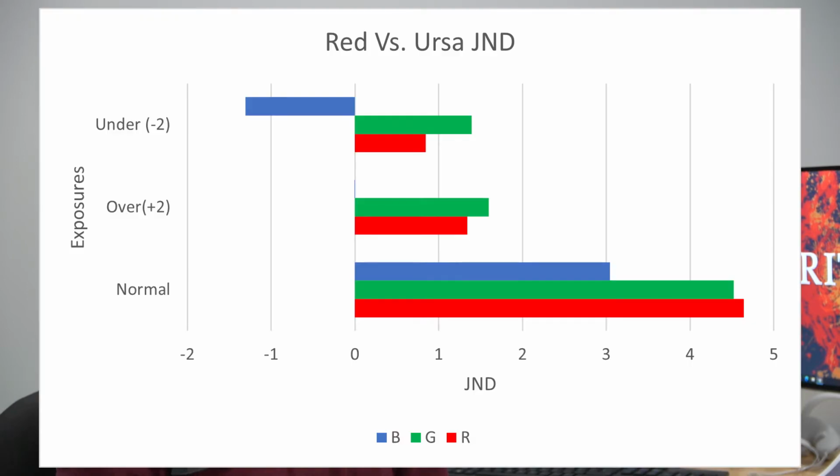When the JND is positive, the noise is more perceptible, while when it is negative, it is not perceptible at all. When the Red is compared to the Ursa, it has almost entirely positive JNDs, meaning that the Red has more clearly visible noise at each exposure than the Ursa.